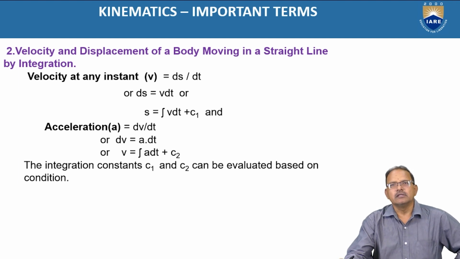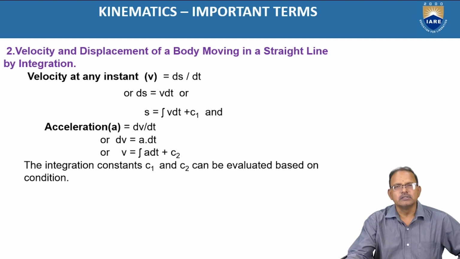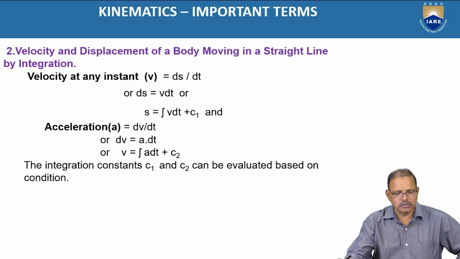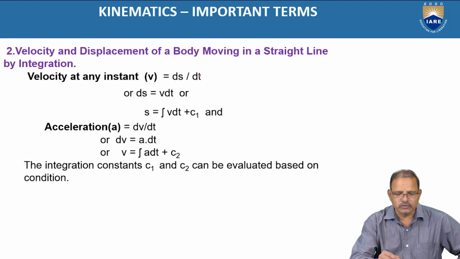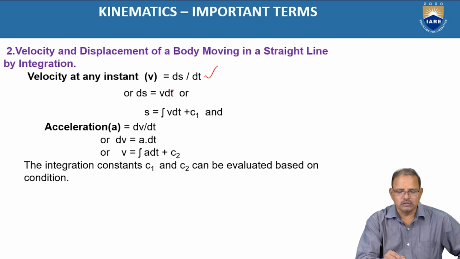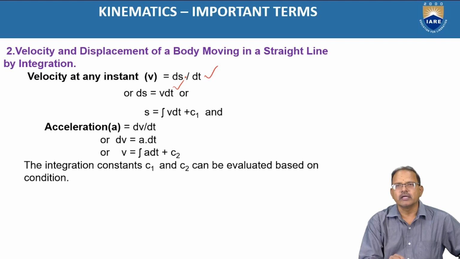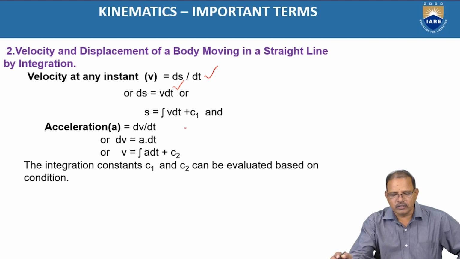So the velocity as well as the displacement of a body moving in a straight line can be determined by the integration method. According to the integration method, the velocity at any instant is given by the differentiation of distance with respect to the time, that is v is equal to ds by dt, or ds is equal to v into dt, or s is equal to integration of v dt plus c1, where c1 is an integration constant. So if you know the velocity as well as the time, the distance can be determined by using the integration method.